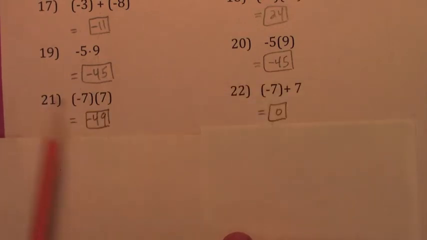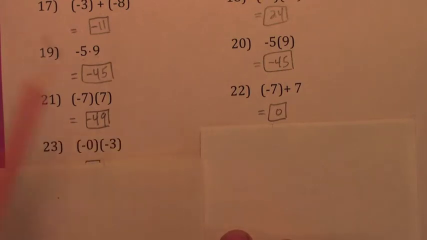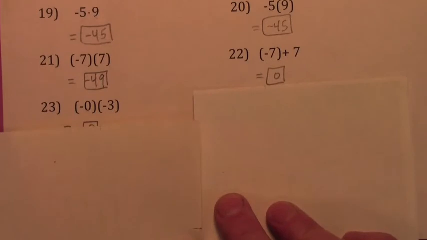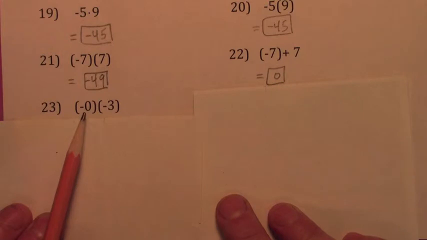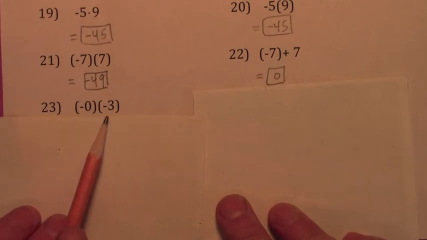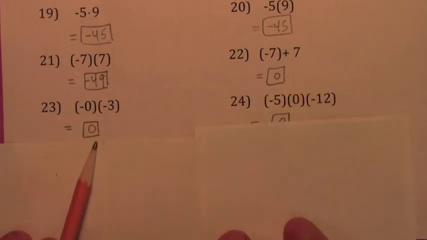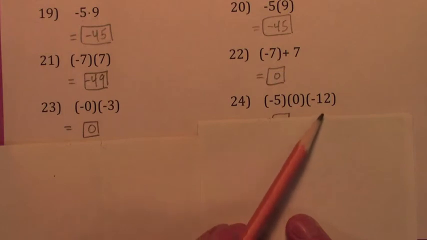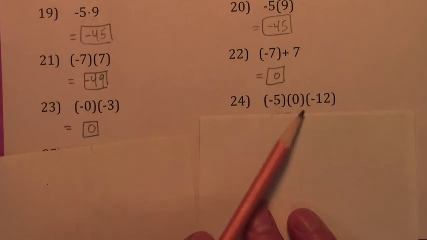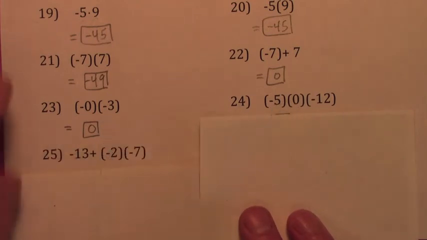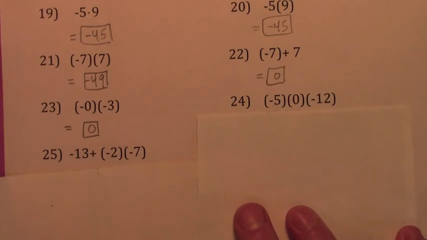This is negative 7 plus 7, which is 0. How about this one? This is interesting. Negative 0 times negative 3. What is negative 0? It's the opposite of 0, or the additive inverse of 0. Isn't the opposite of 0, 0? So this is just 0 times negative 3, which is 0. And here we have negative 5 times 0 times negative 12. Hopefully you'd look at this and realize the answer is 0. Whenever you multiply numbers and one of them is 0, doesn't the whole thing have to be 0? Because once you multiply 0 times anything, that'll be 0, and then you just keep multiplying things by 0 and it stays 0. So you can save yourself some time if you recognize that.